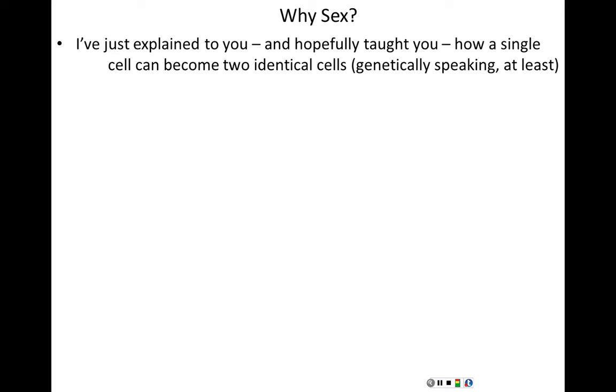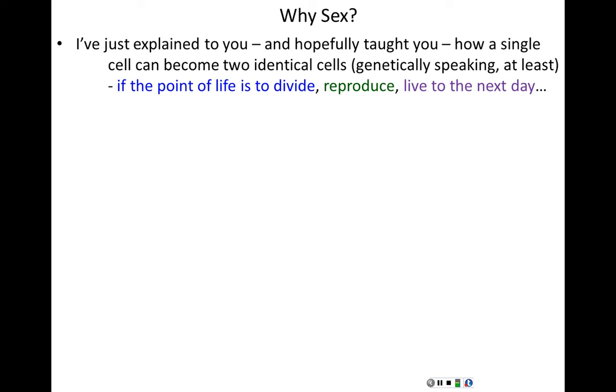So I just explained to you in the mitosis information, and hopefully I taught you in a way that you could understand, how a single cell can become two identical cells, identical genetically speaking at least, and that's asexual reproduction. The point of life is to, in essence, divide, reproduce, continue to survive, and make it to the next day. So if you can do that asexually with one individual, why have a sexual cycle?